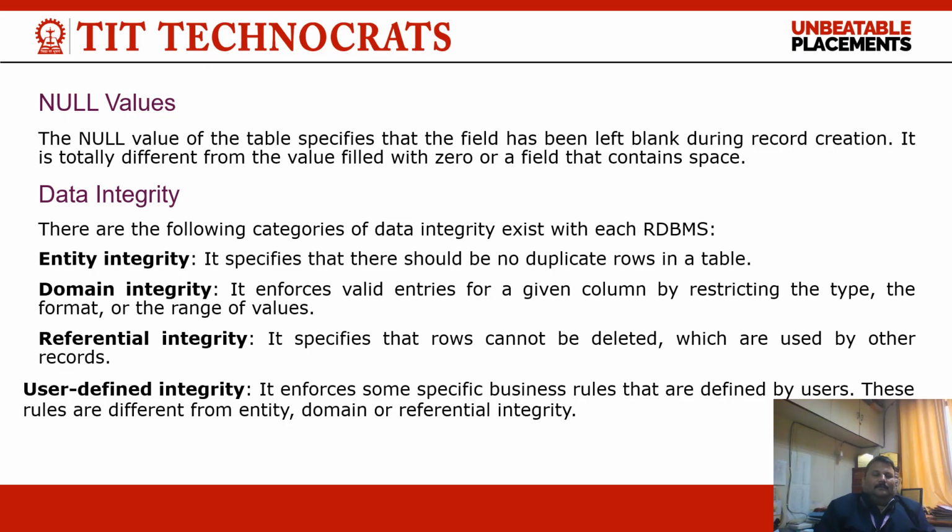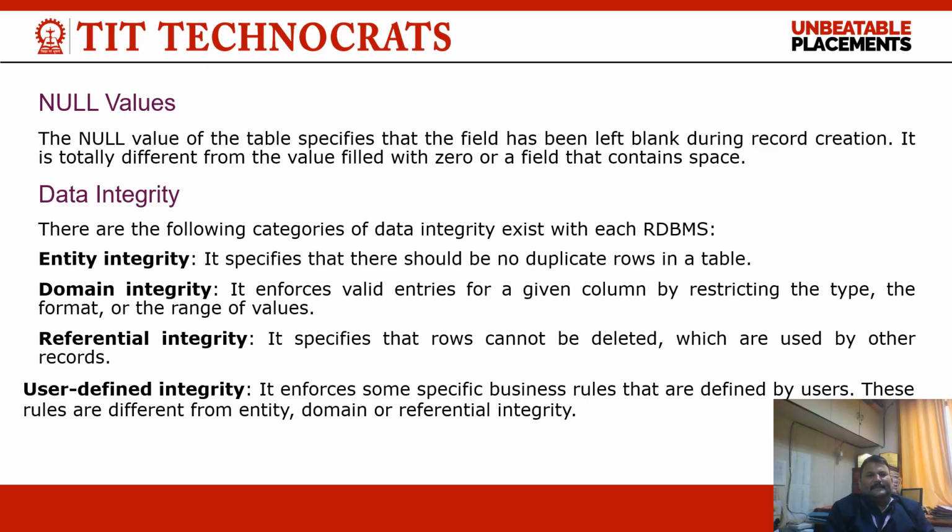Here are some important constraints in our DBMS, and these constraints are very useful while you are creating a table and maintaining its integrity. So the first one is null values. A null value in a table specifies the field has been left blank during record creation. It is totally different from values filled with zero or filled with blank space. So if you don't have any kind of value, you can mention null here.